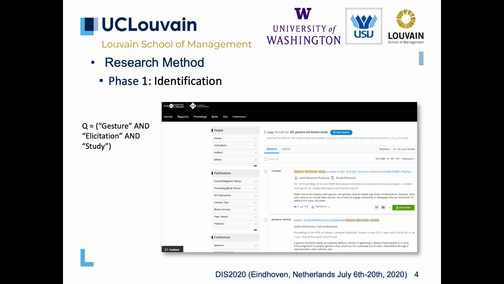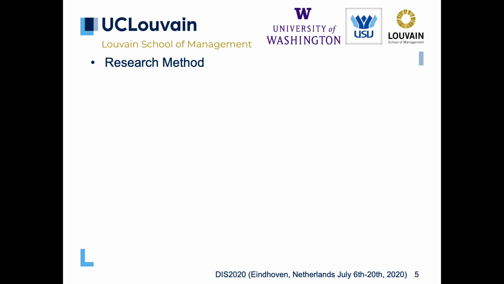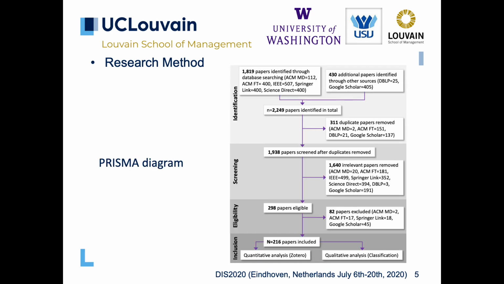We selected 5 major computer science digital libraries such as ACM, IEEE. The result for each phase we can see in this PRISMA diagram. For identification, 2,249. For screening, 1,938. For eligibility, 298. And finally, 216.